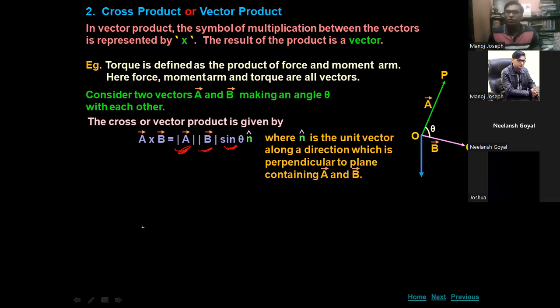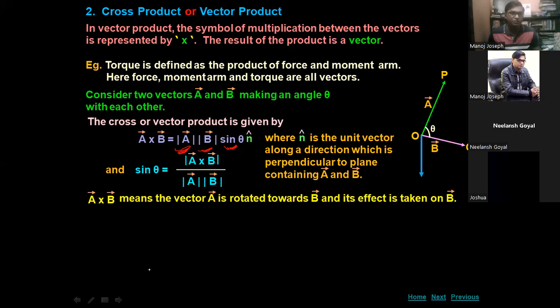Here n is the unit vector along a direction which is perpendicular to the plane containing A and B. If we bring the product of the magnitudes to the bottom of the left-hand side, it becomes sine theta is equal to the magnitude of the cross product upon the product of the magnitudes. Here the numerator is the magnitude of the cross product, and the denominator is the product of the individual magnitudes. This is the difference here.